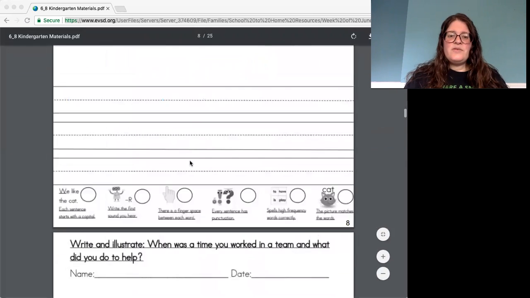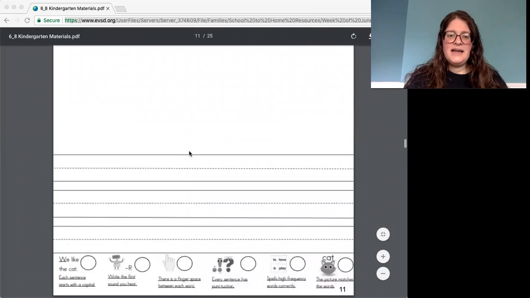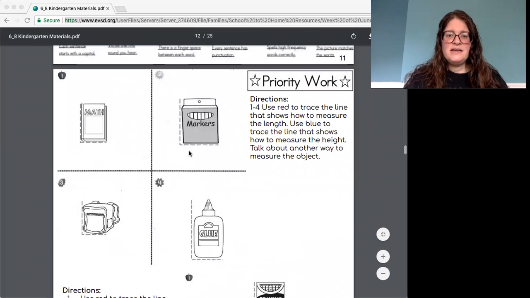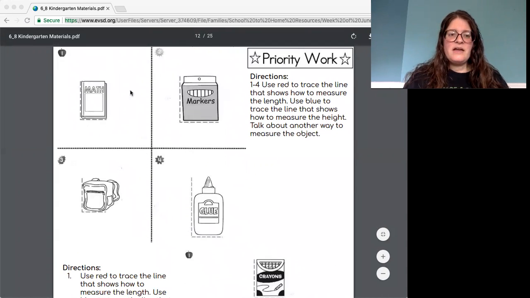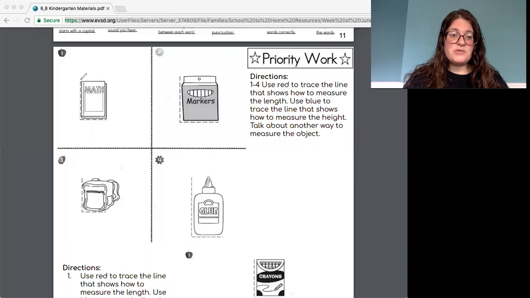And then we're going to move on down to math, and we have measurement. So when you measure something, you're going to think about how tall it is, and how long it is. So when you're measuring, you're going to take your pencil this week and you're going to trace the height and the length of the items on this page. And you're going to practice just figuring out how to trace the height and the length of something.